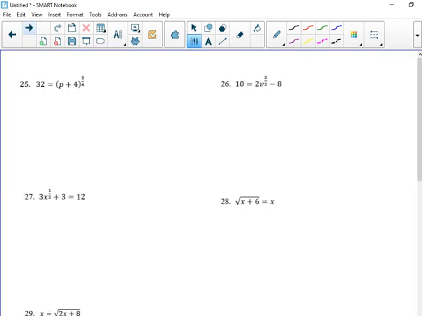Okay, last page, last few. 25. 5 more. All right, so we have this to the 5/4 power. What we want to do is take this to the 4/5 power. Why? Because when we distribute that, we're going to be doing 5/4 times 4/5, which is 1. But if I do that here, I've got to do it over here also. So that gives me p plus 4 alone here.